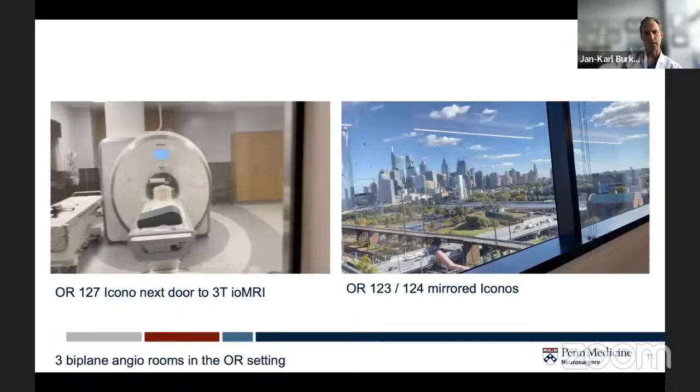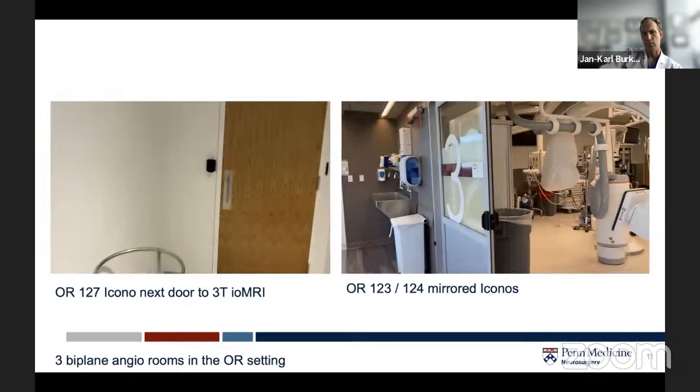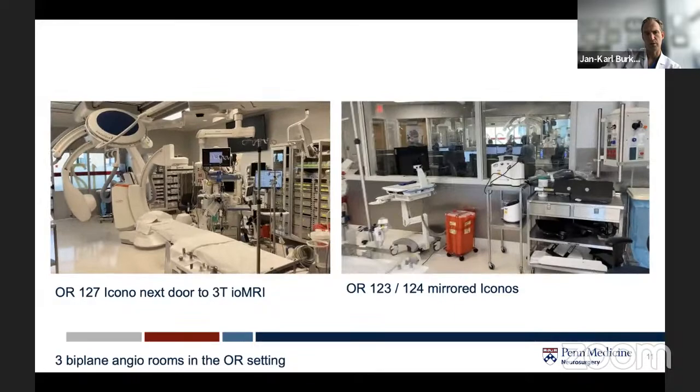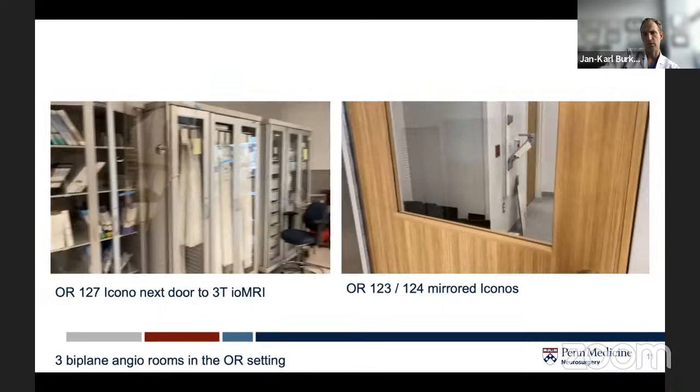We have three Icono biplanes on the left side. You can see OR-127. It's also close to an intraoperative 3 Tesla MRI. So we're not using the MRI technology in addition to angio right now, but there's an opportunity to bring a patient over here. And then on the right side, we have OR-123 and 124, which are mirrored biplane Iconos.